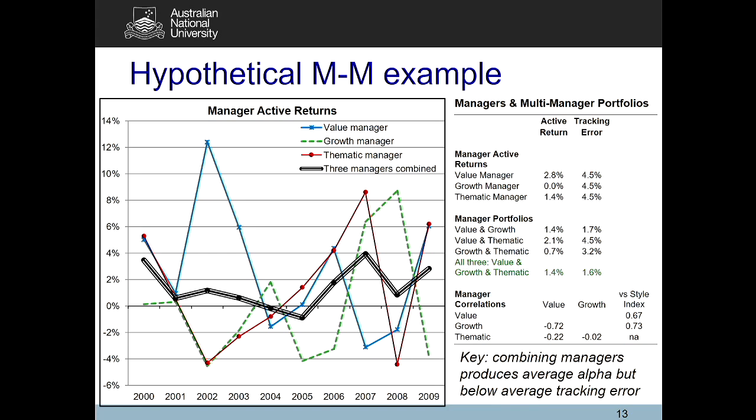Okay, so you have average alpha, but below average tracking error, and then the only thing that is really important is that you want those managers to have a 0 or positive alpha. You don't want them to have a negative alpha. And ideally, all of them having positive would be better.